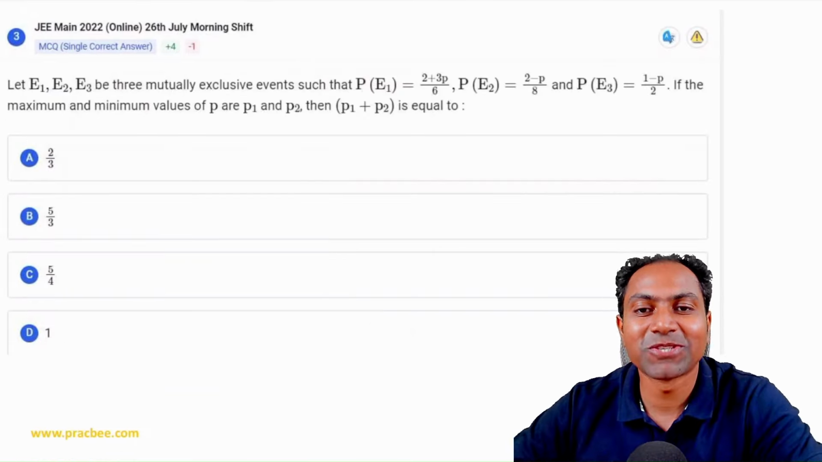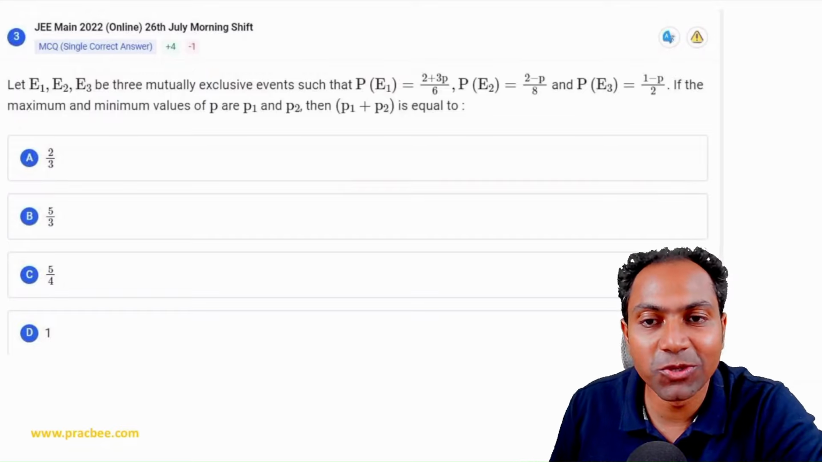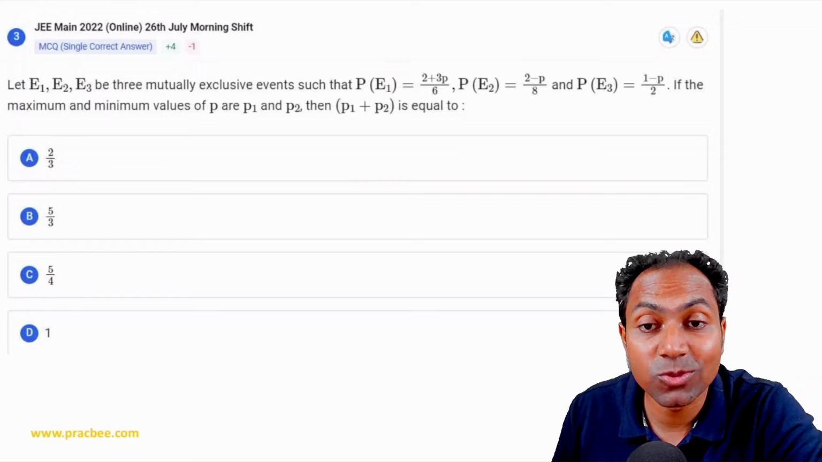Now this next question is a very interesting question. In this question, what they are saying is that these three, E1, E2, E3, are nothing but mutually exclusive events.